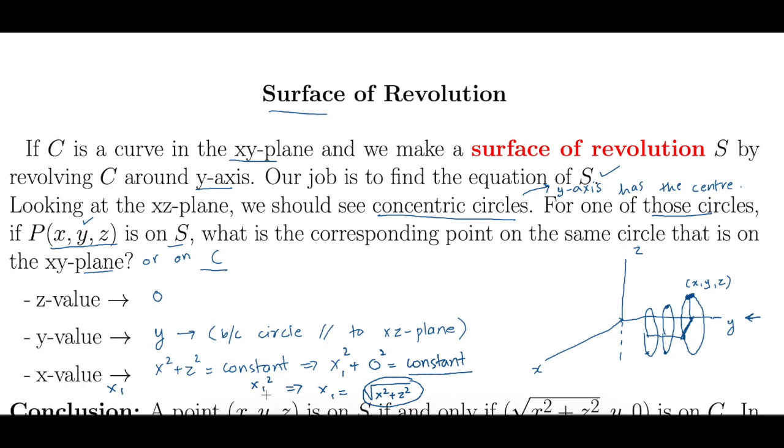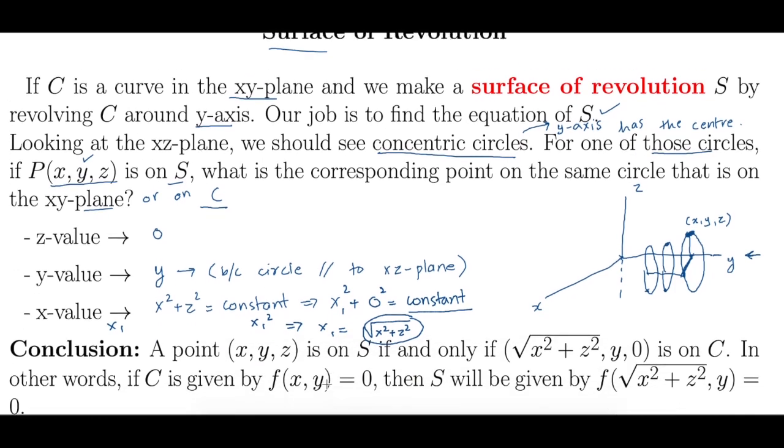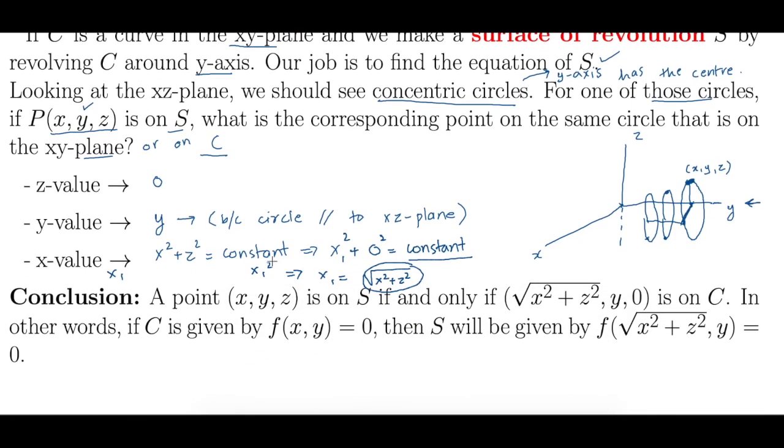So this means x1 is equal to the square root of x squared plus z squared. So what is the conclusion? The conclusion is that a point (x, y, z) is on S if and only if the point (square root of x squared plus z squared, y, 0) is on C.